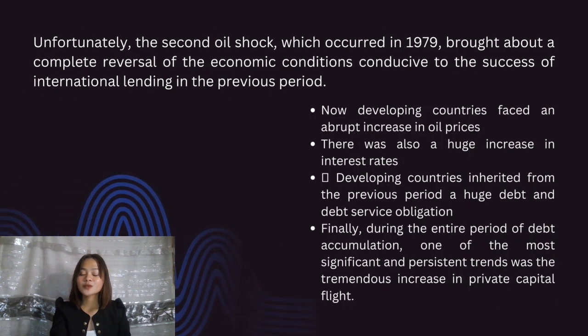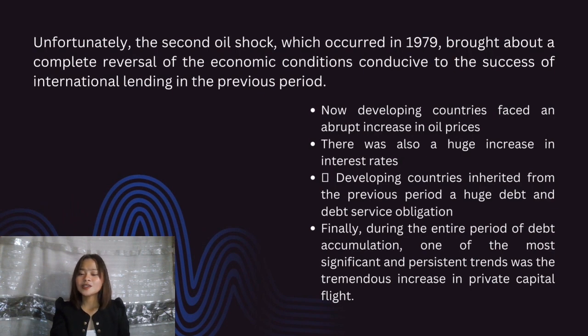Unfortunately, this success was short lived, and in fact, the surge in international lending that occurred in 1974 to 1979 had laid the groundwork for all the problems that were to come. The second oil shock, which occurred in 1979, brought about a complete reversal of the economic conditions conducive to the success of international lending in the previous period. Now, developing countries faced an abrupt increase in oil prices that added to oil import bills and affected industrial goods imports.